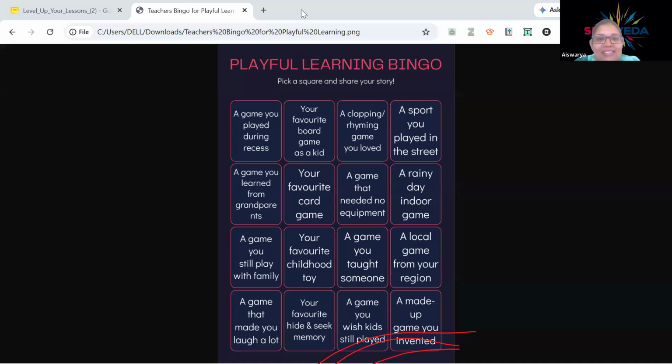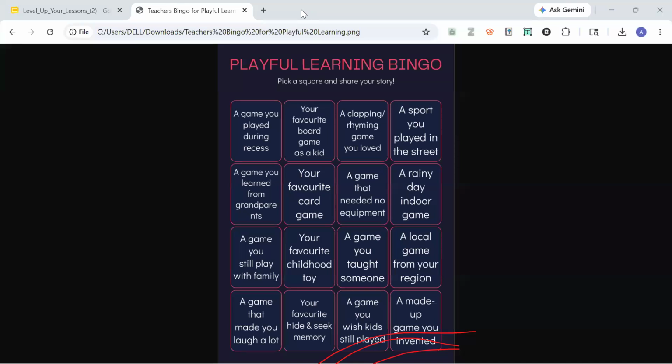A sport you played in the street. What is that, Rashna ma'am? If you could tell me, that's Stapu. I'm not familiar with the game. Stapu is a game where we write numbers from 1 to 8. Then we have to throw a Stapu, meaning a small stone, on the number. Am I telling it rightly?